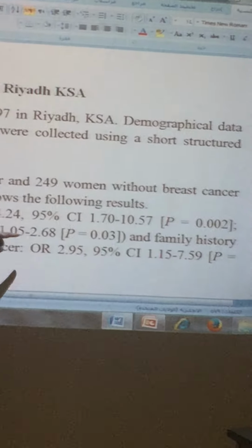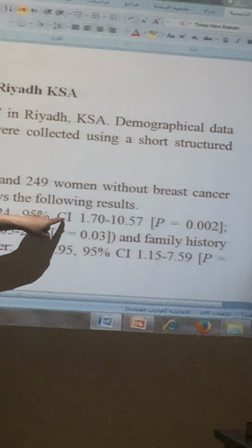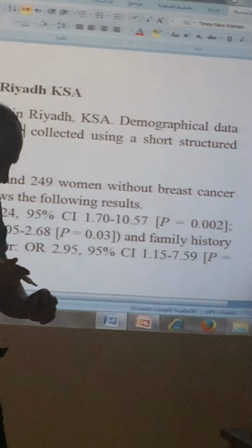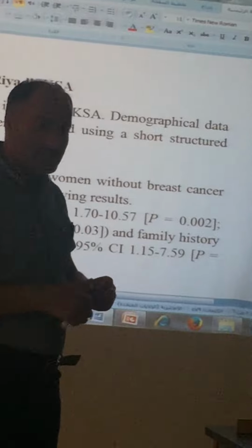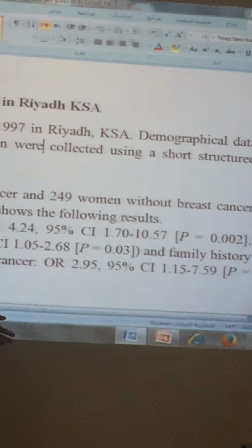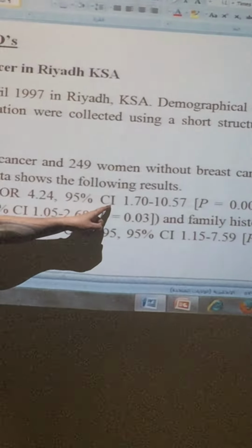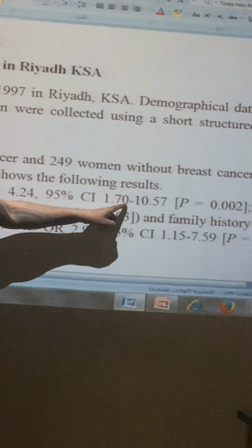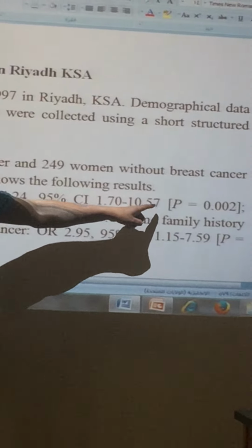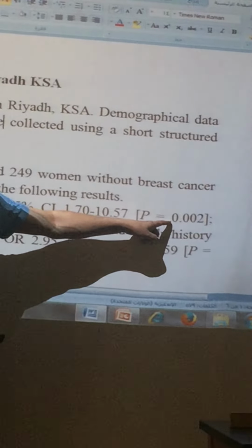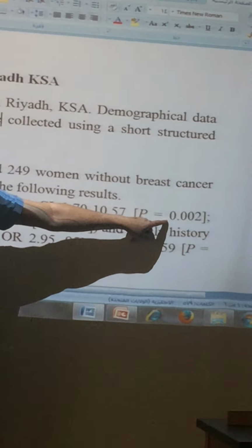And p-value. CI is the confidence interval. The confidence interval is 1.70 to 10.57. The p-value, I have talked about it. So what's the p-value here?